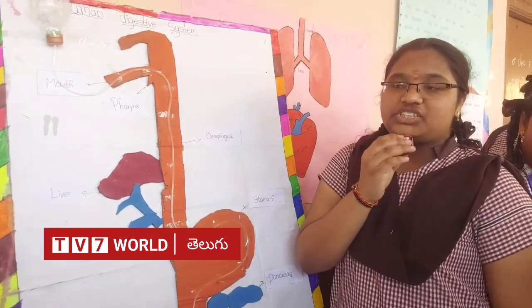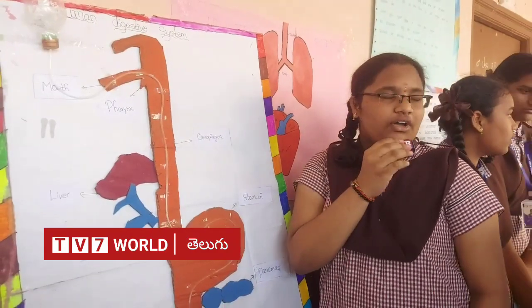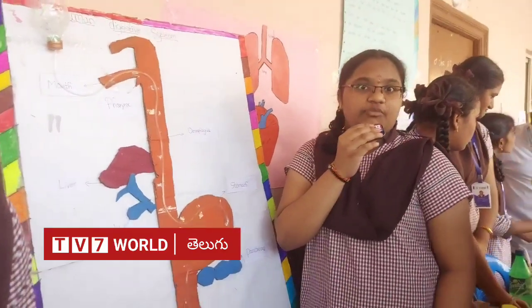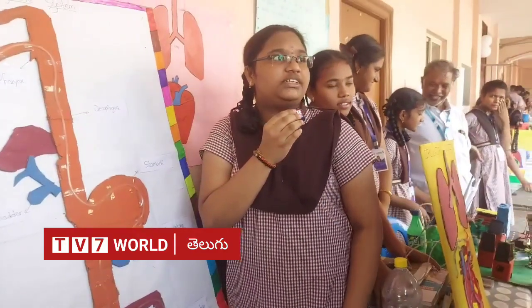The human digestive system is made up of organs that are important for digesting food and liquids.